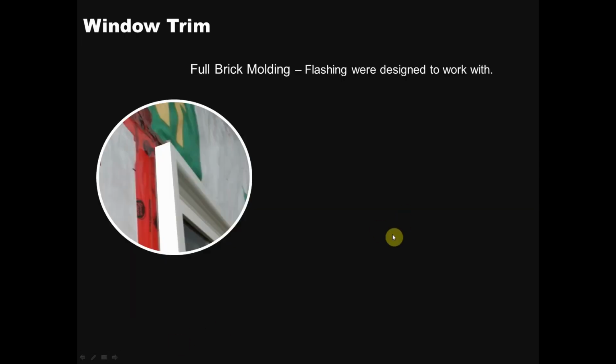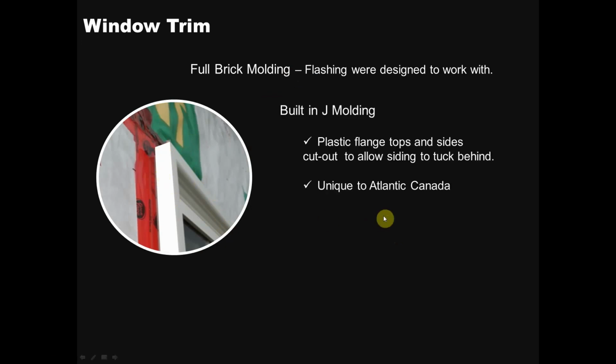Okay. Now, window trims. In most cases, okay, flashings and all those were designed to work with a full brick mold. Okay? And that's typically what you'd see in most of Canada. But in Atlantic Canada, we have these things called built-in J molding. Okay? And it's only unique to Canada.